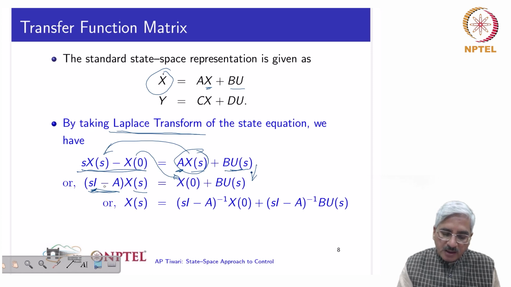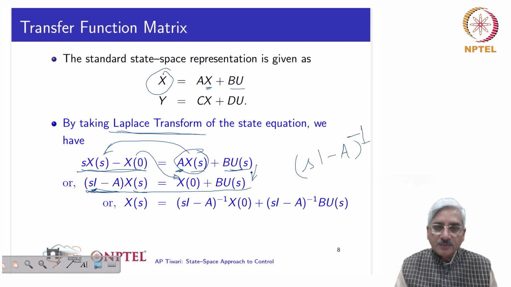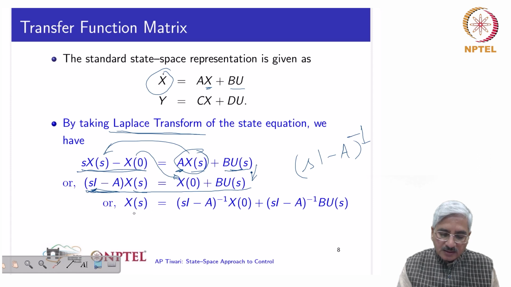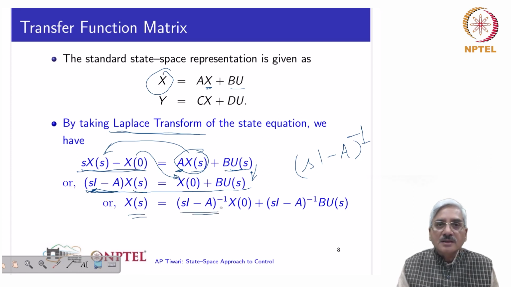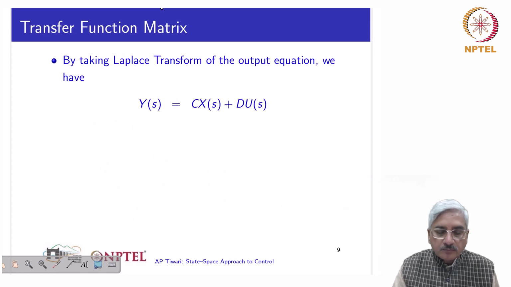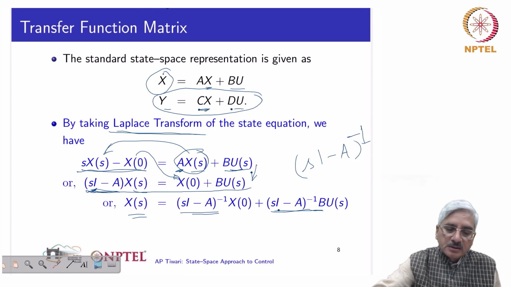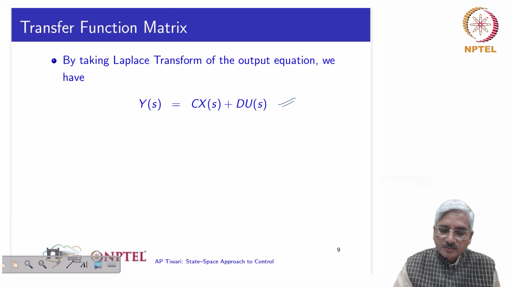Now we pre-multiply both sides of this equation by the inverse of (sI minus A). So we get X(s) equal to (sI minus A) inverse x0 plus (sI minus A) inverse BU(s). If we take the Laplace transform of the output equation, we get Y(s) equal to C times X(s) plus D times U(s). This is the equation which has been brought here.